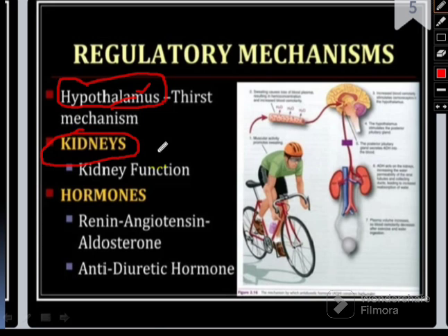Very important. Conversely, if your body water content is high, in cases of edema, the kidney is going to cause excretion of a large volume of water in urine. Now, rather than conserving water, it excretes water.